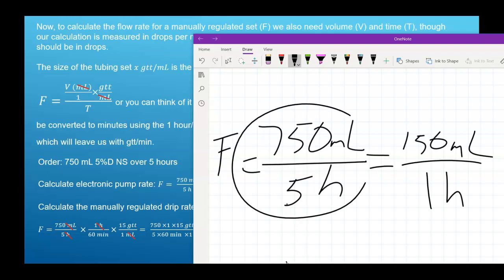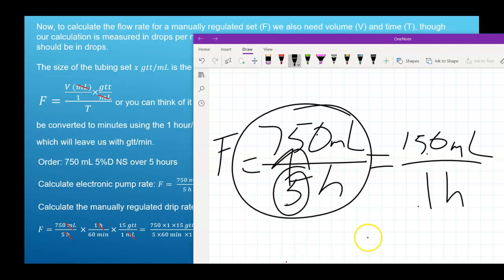So you could think of this as reducing the fraction. If you divide both by 5, 750 divided by 5 is 150, 5 divided by 5 is 1. So you're dividing the denominator into the numerator. You can think of it as reducing the fraction just to get the denominator to be 1.